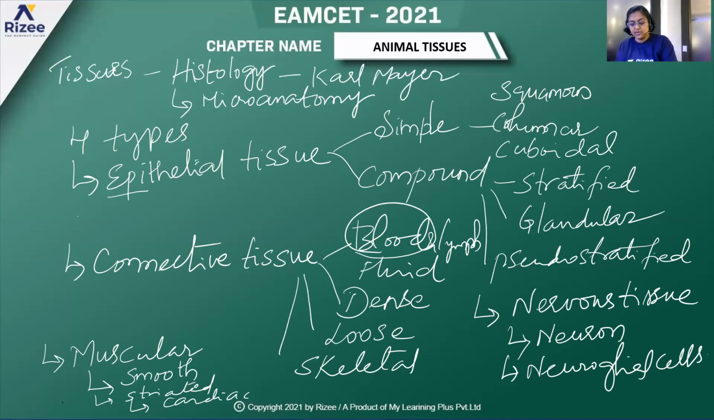It is of two types. We study the neuron, which is the main structural and functional unit of this nervous tissue, as well as the nourishment-providing cells called neuroglial cells forming the tissue. This we need to understand. Now let's take up each one and understand what they are.